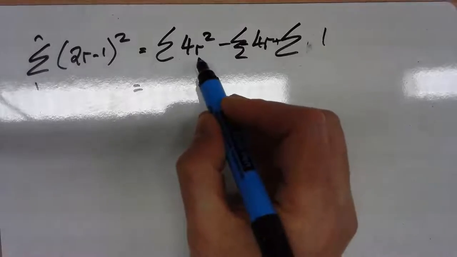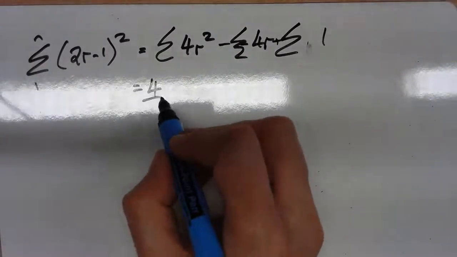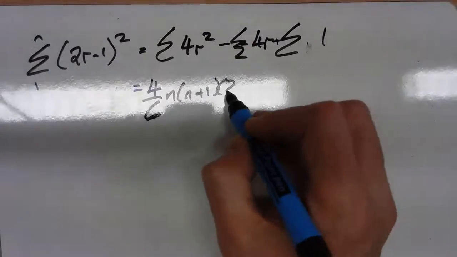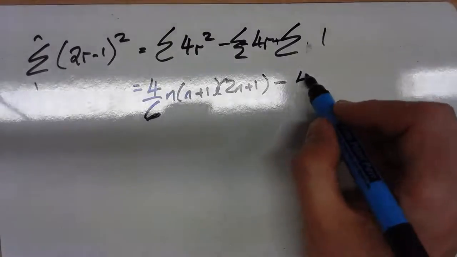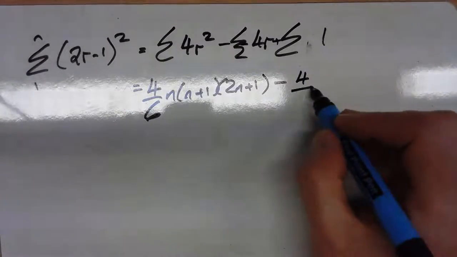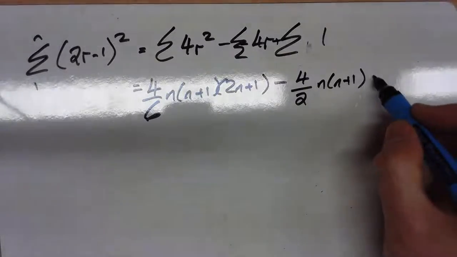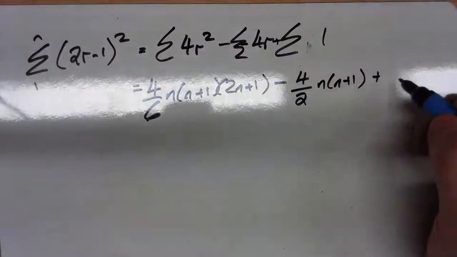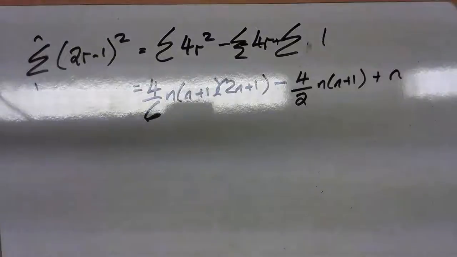Now, the formula for the sum of r squared, and we've got 4 of them. So we've got 4 lots of 1 sixth n plus 1, 2n plus 1. Then we're taking away 4 lots of the formula for the sum of r, which is a half n plus 1. And then we're adding not 1, but 1 summed n times. So 1 and 1 and 1 and 1 and 1, n times. So we've got an n there.